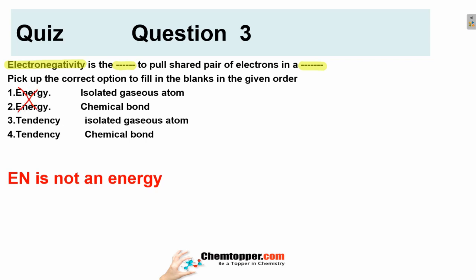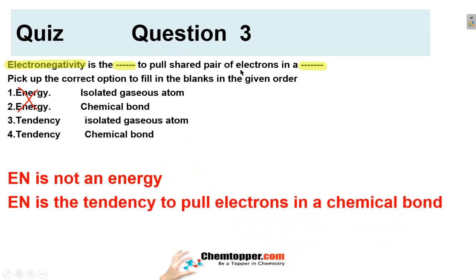And electronegativity is a tendency to pull shared pair of electrons. Now when we say shared pair of electrons, then it means it should be a chemical bond. It cannot be an isolated atom. So option 3 is out.